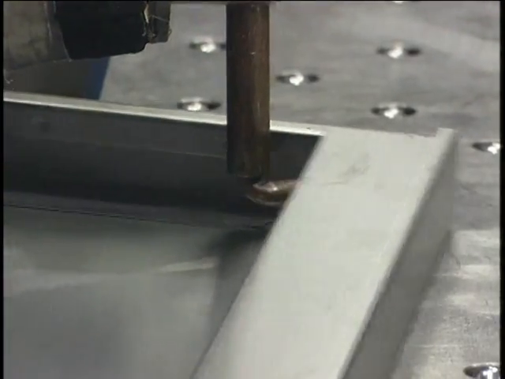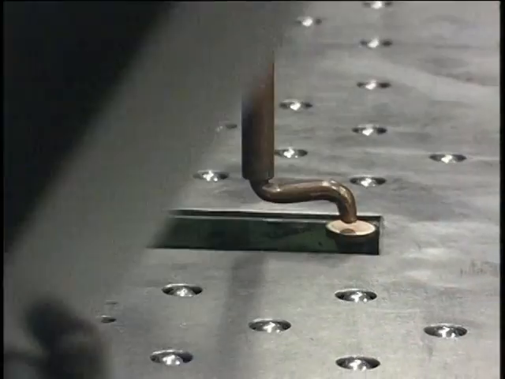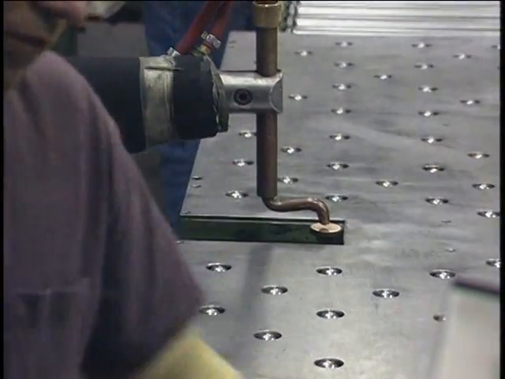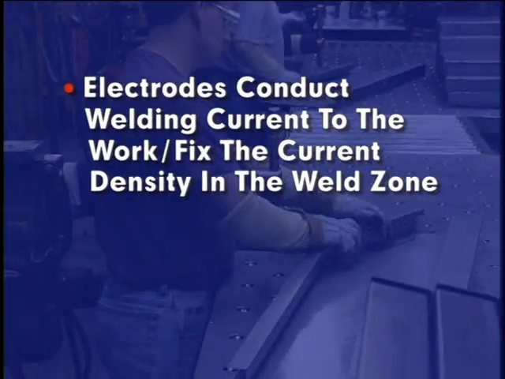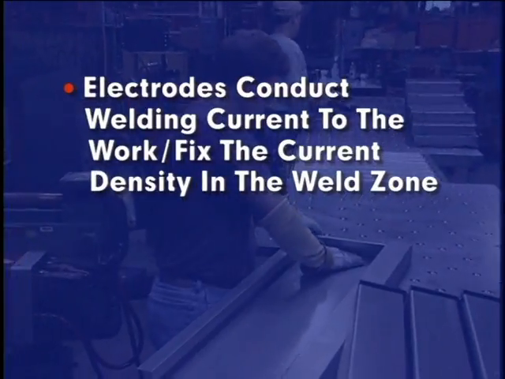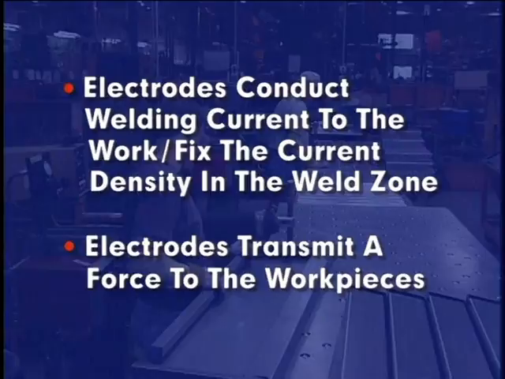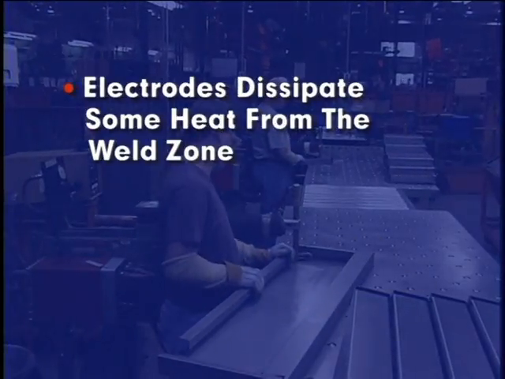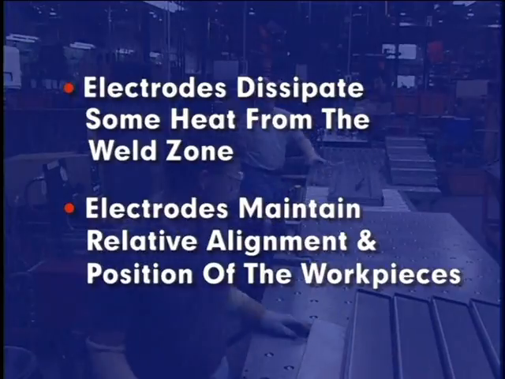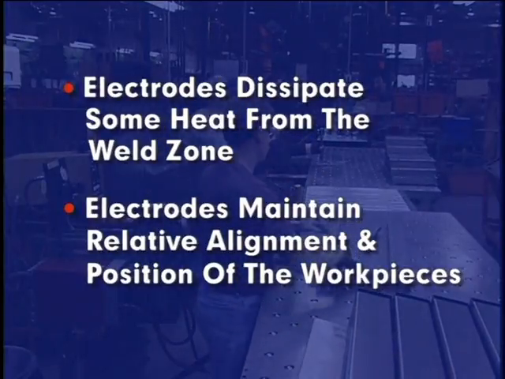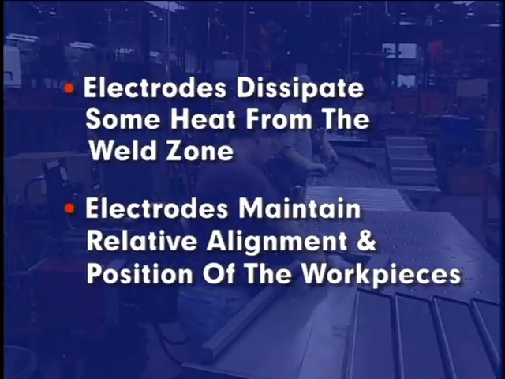Resistance welding processes use copper electrodes. These electrodes perform 4 functions. They conduct the welding current to the work and, in some cases, fix the current density in the weld zone. They transmit a force to the workpieces. They dissipate some heat from the weld zone. And they maintain relative alignment and position of the workpieces in some resistance welding operations.